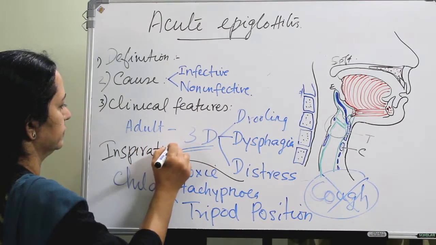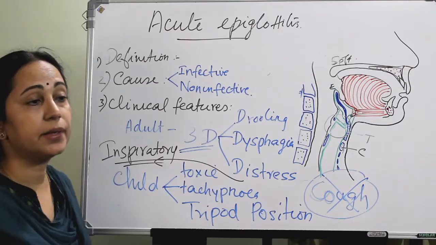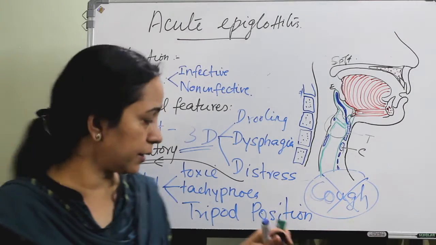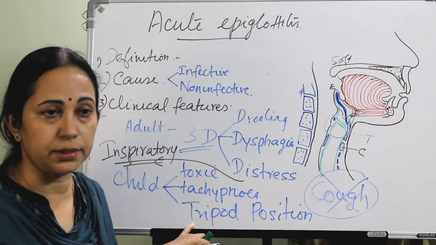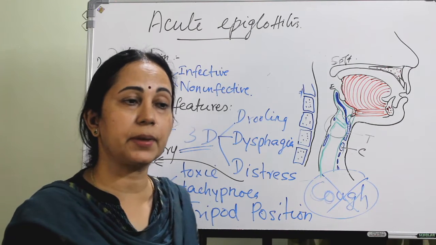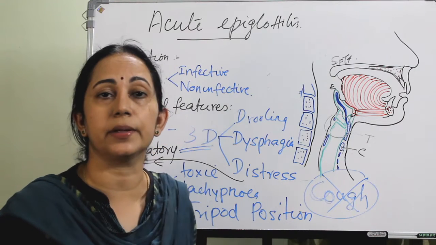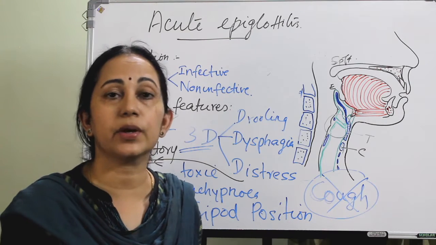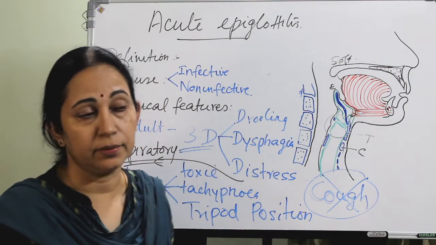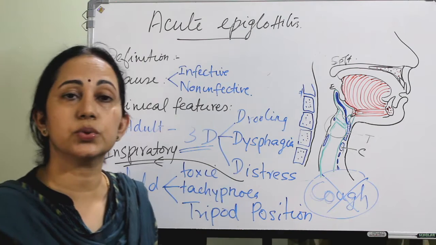Inspiratory stridor along with a muffled voice, and this happens typically in children. Because in children, the difference from adult is that this progresses very rapidly and airway compromise can happen very fast. So faster than in adult.